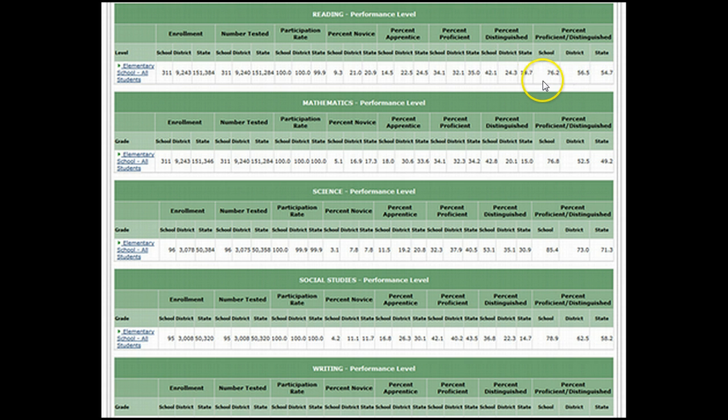And this is a pretty common measure that we use to add proficient and distinguished together, both of those being good categories. So this is where the schools get a breakdown of their academic performance data.